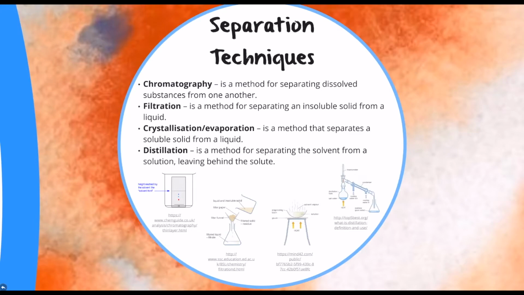Distillation is a method for separating the solvent from a solution, leaving behind the solute. This method works because the solvent has a much lower boiling point than the dissolved solute. Heating the solution allows the solvent to evaporate, and then it passes through a condenser where it is cooled and condensed into a separate container. The solute does not evaporate, and so it stays behind.